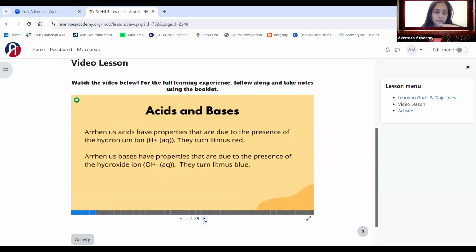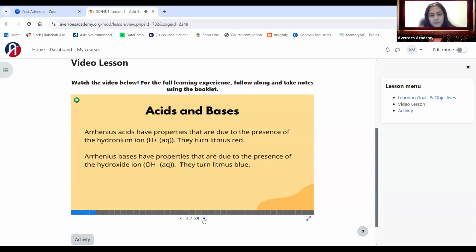So acids and bases, you should be pretty familiar with what acids and bases are. You started learning about that in grade 10. And they are electrolytes that form aqueous solutions, and they have unique properties. Right, acidic solutions, remember, like vinegar, are sour tasting, they conduct electricity, whereas basic solutions also conduct electricity, but are generally bitter tasting and feel slippery.